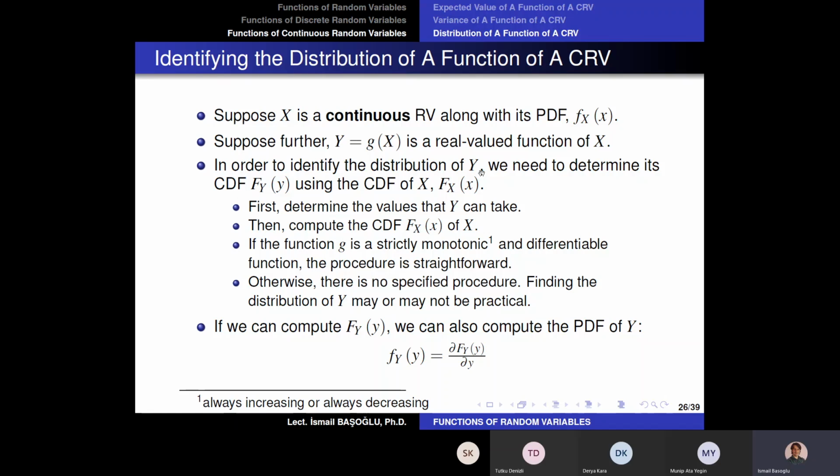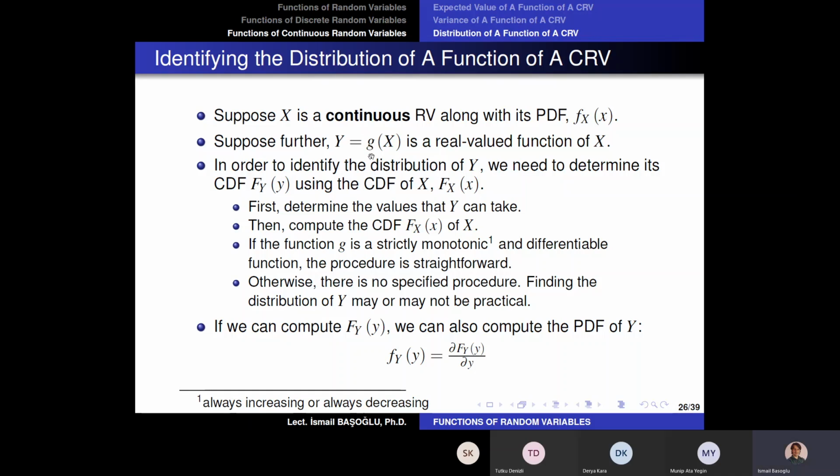And how do I determine the distribution of y? By determining its cumulative distribution function, F_Y of y. Why would I like to determine the cumulative distribution function? Because if you determine the cumulative distribution function of y, then by taking the first derivative of the CDF, you can also determine the probability density function of y. Of course, I am here assuming that y is also a continuous random variable after this transformation.